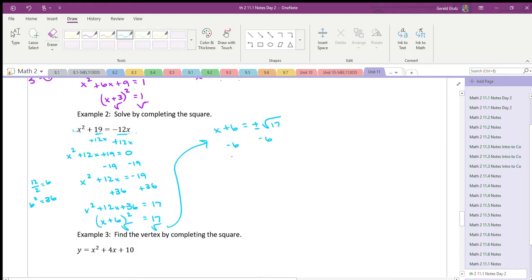So subtract 6 on both sides. So x is equal to negative 6 plus or minus the square root of 17. This time we cannot take the square root of 17 and get a whole number. So I am just going to leave my answer just like that, and we're done.